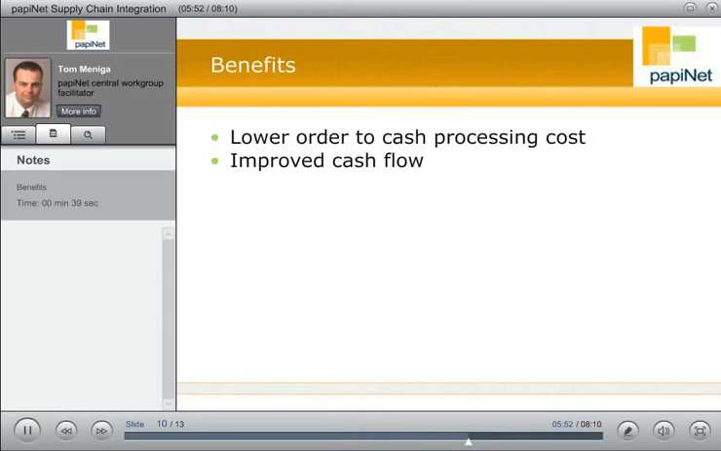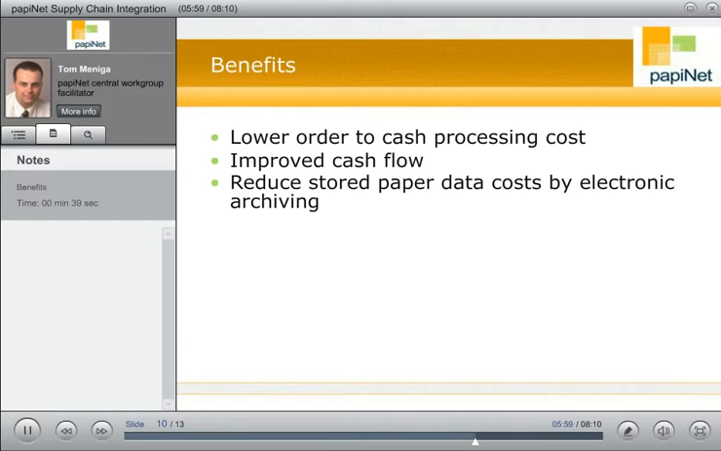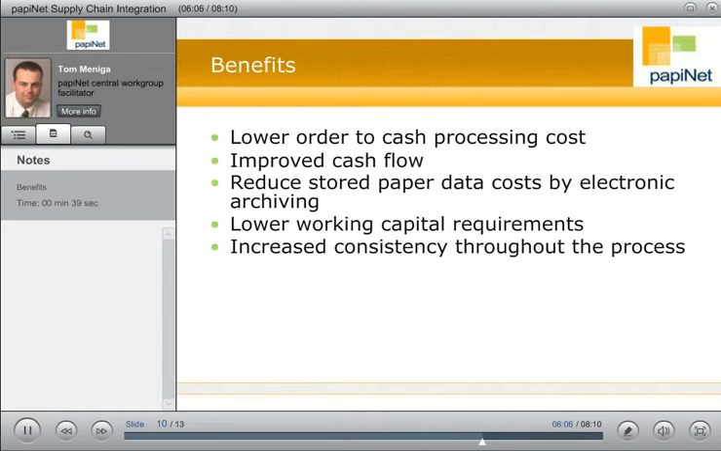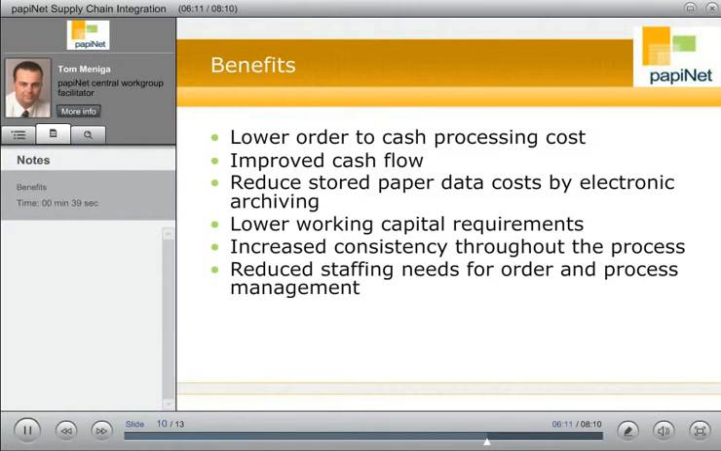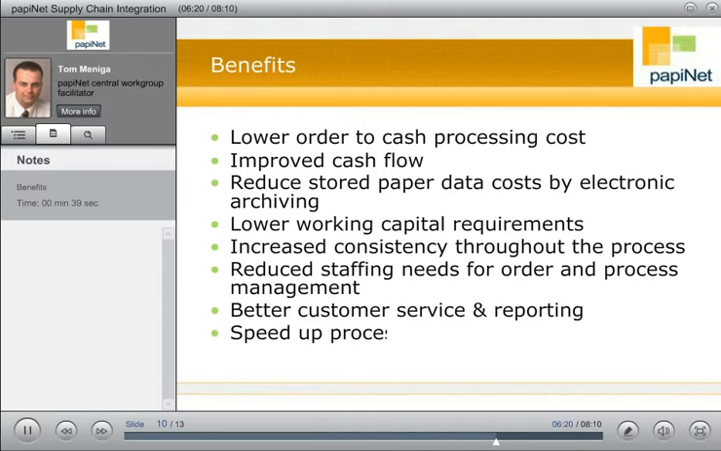Benefits: lower order-to-cash processing costs, improved cash flow, reduced stored paper data costs by electronic archiving, lower working capital requirements, increased consistency throughout the process, reduced staffing needs for order and process management, better customer service and reporting, speed up your processes, and improve order management tracking.